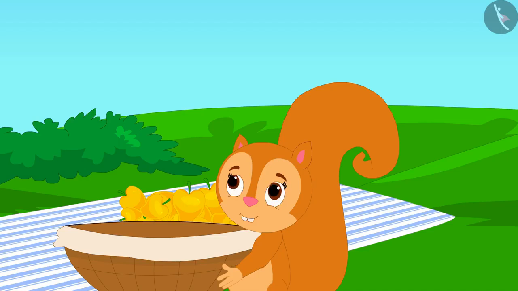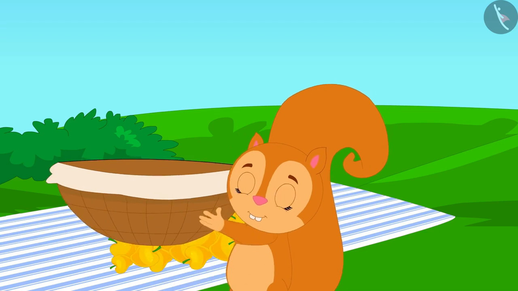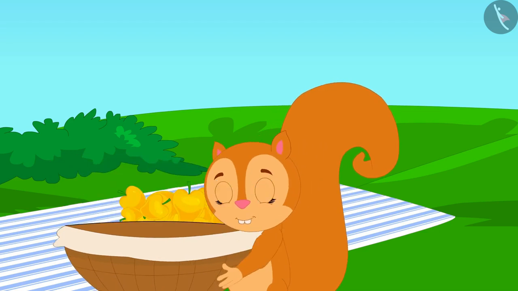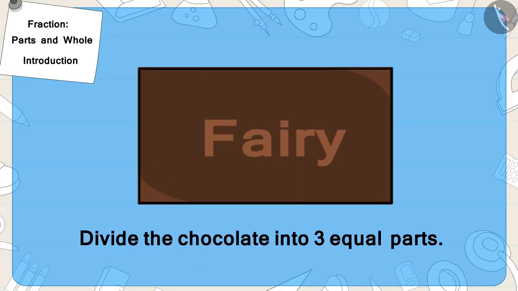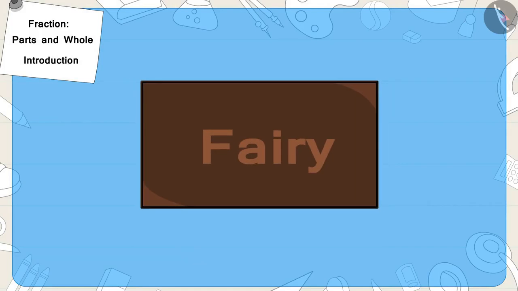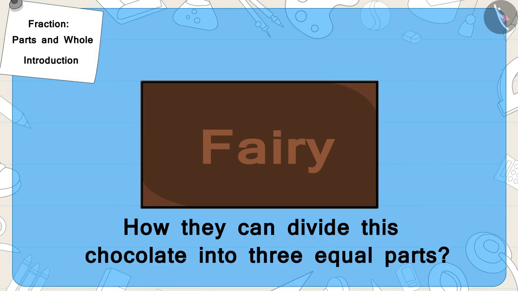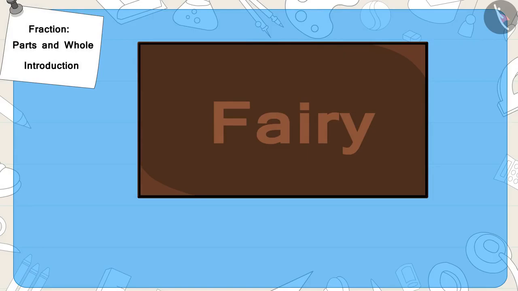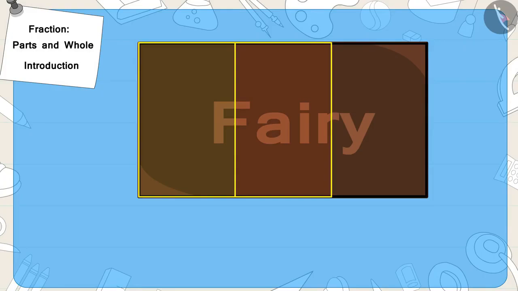Chanda told them that she could give them her basket, but she wanted an equal share of the chocolate. So now they have to divide the chocolate into 3 equal parts. Children, can you tell how they can divide this chocolate into 3 equal parts? If you wish to, you may stop the video and find the answer. Well done, children! You have divided this correctly.